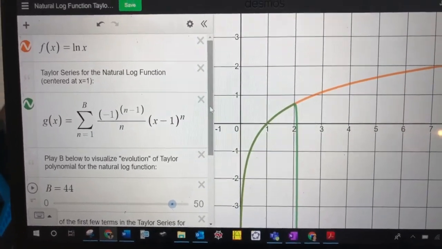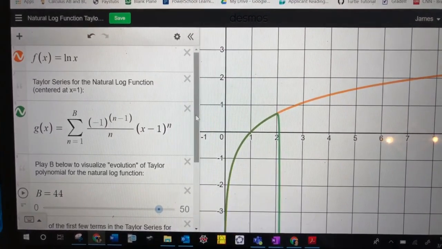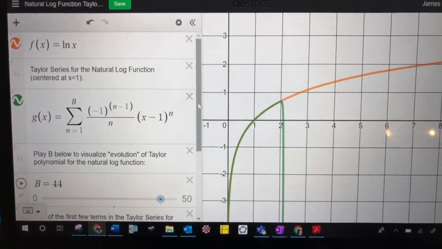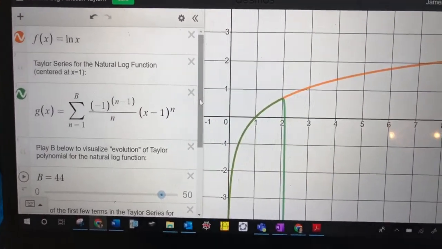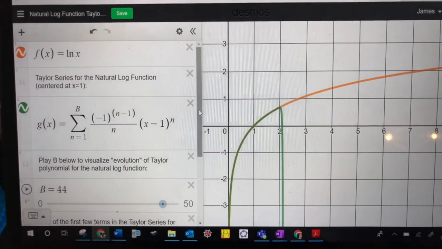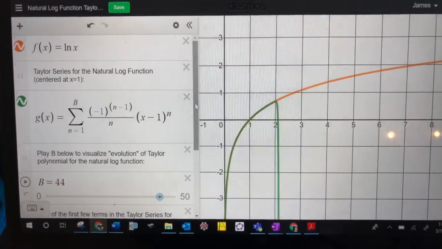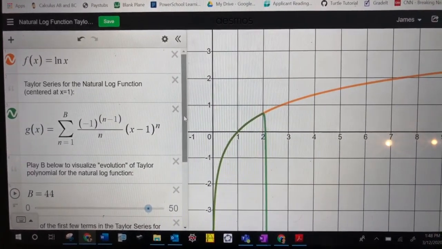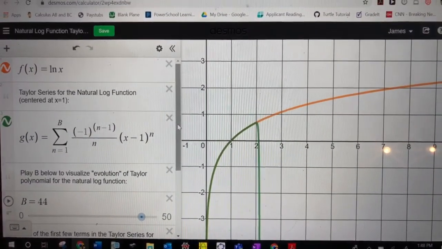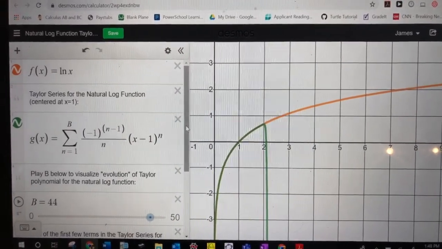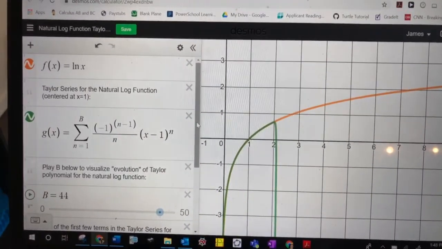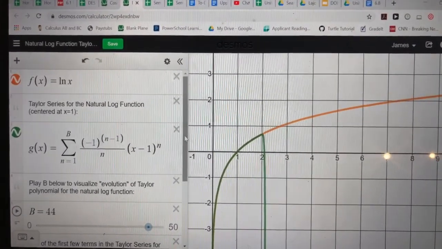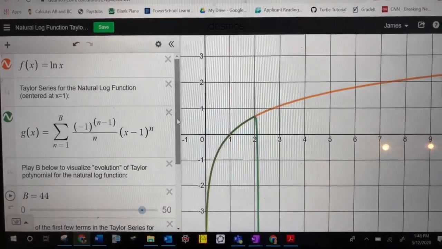In this video, we're going to investigate the interval of convergence for the Taylor series for the natural log function centered at x equal to 1. Before you watch this video, please make sure that you have read the Google Doc that accompanies section 6.8, as it does a nice job of outlining the intuition behind the ratio test and this whole notion of interval of convergence.